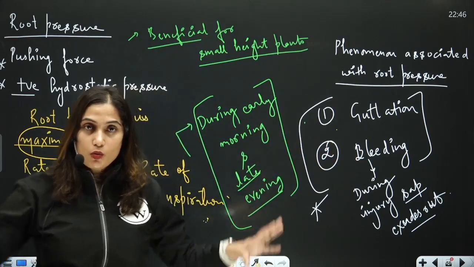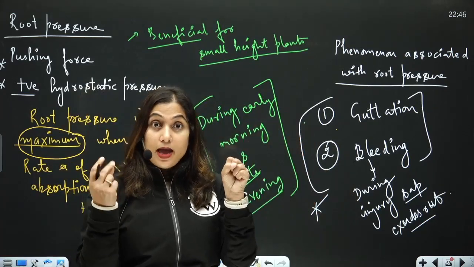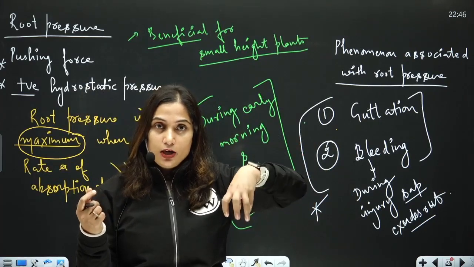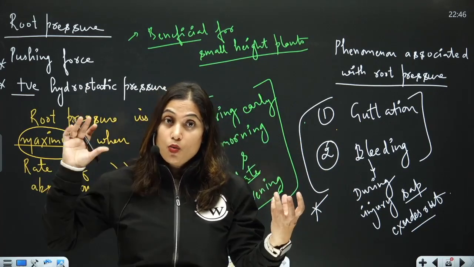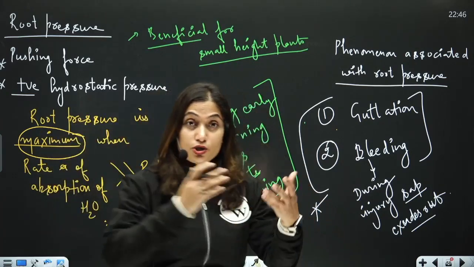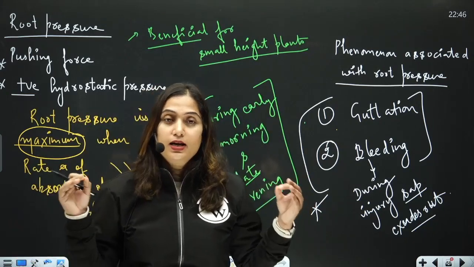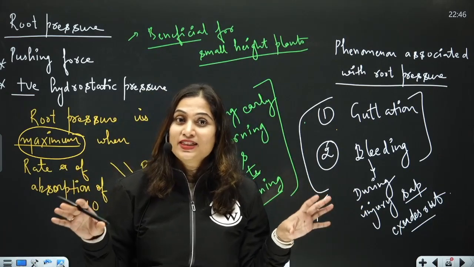So, understood what is root pressure? When the root absorbs mineral ions actively from the soil, the mineral ions get accumulated in the xylem vessel, the water potential of the xylem vessel gets reduced, and water fills into the xylem with pressure: root pressure. Root pressure is maximum during morning and evening hours because then the transpiration is almost absent. Clear?